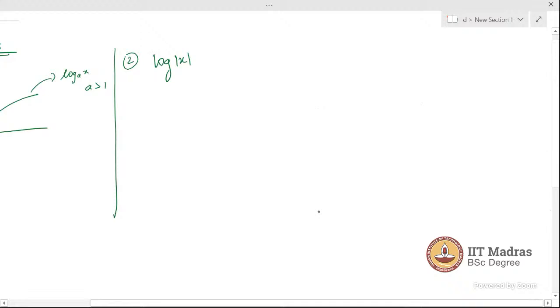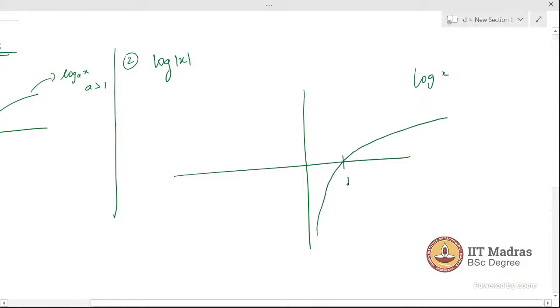Okay, so what about the graph for log x? How will the graph look like? Something like this? Yes, sir. Why? Because x is always positive for me. Right? x always has to be positive. Now what about the moment I give it mod x?